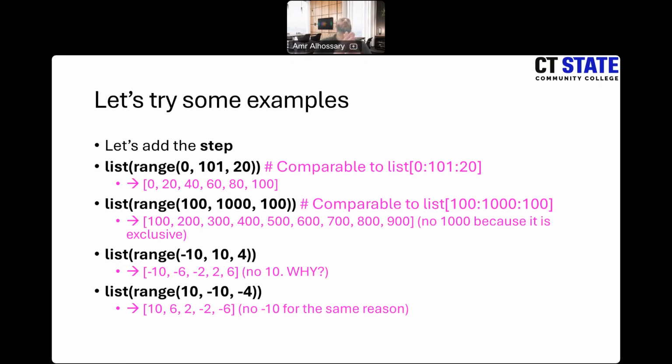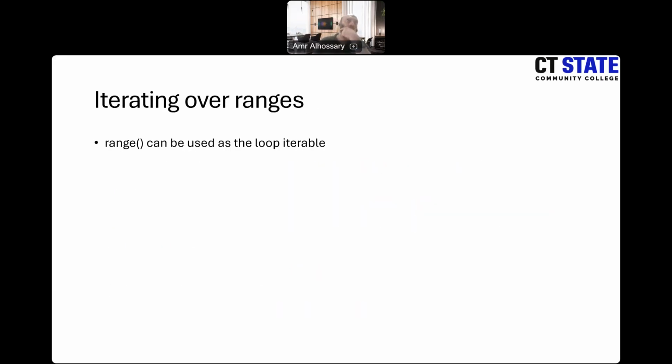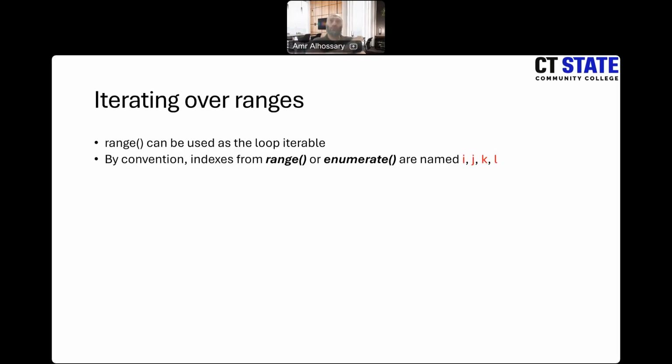Now we know what range does, how it produces the sequences. Let's iterate over them. The range function can be used as the loop iterable because it constructs a generator object. By convention, when we take an index from a range, or an enumerate, we'll see enumerate at the end of the slide.